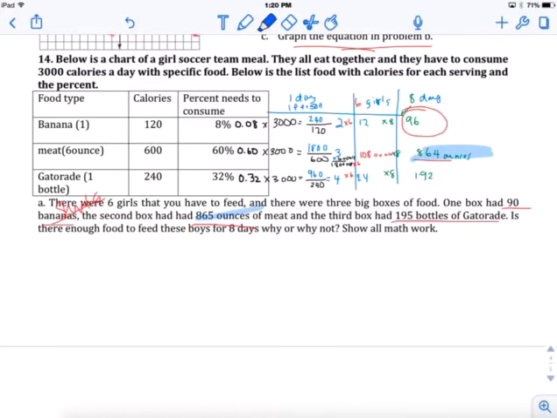Got enough. Oh, we're short. We're short also of Gatorade. We needed 195. We only have 182. Short by 3. Short of everything. Oh my gosh. I cannot believe it. Maybe next time I'll have one that has everything perfect. Maybe on your test.